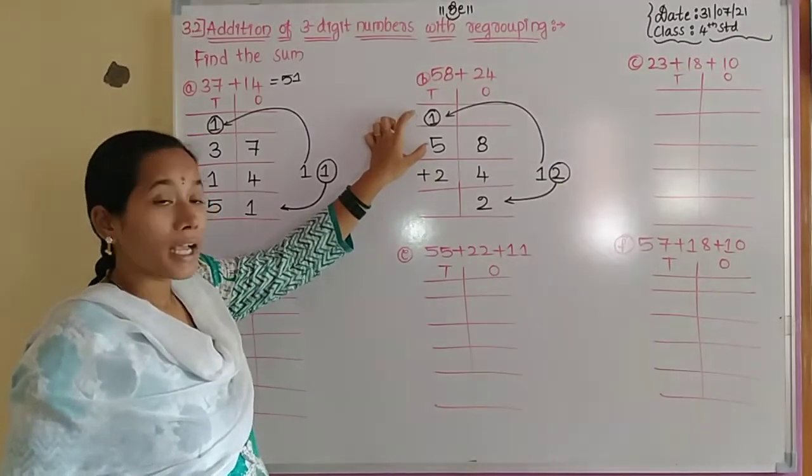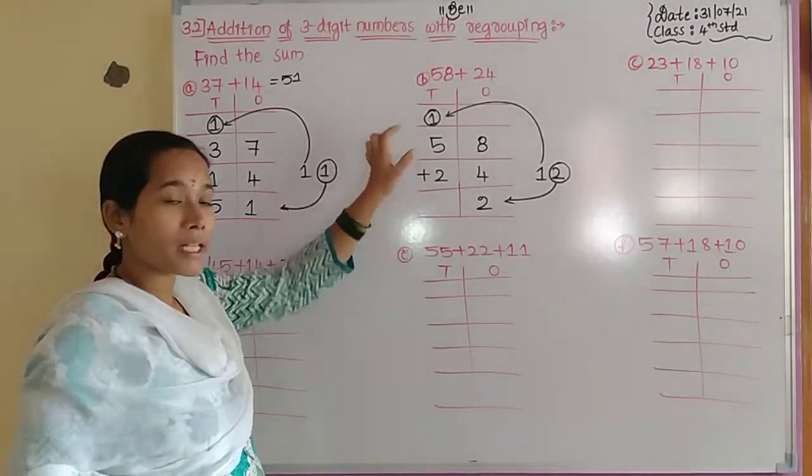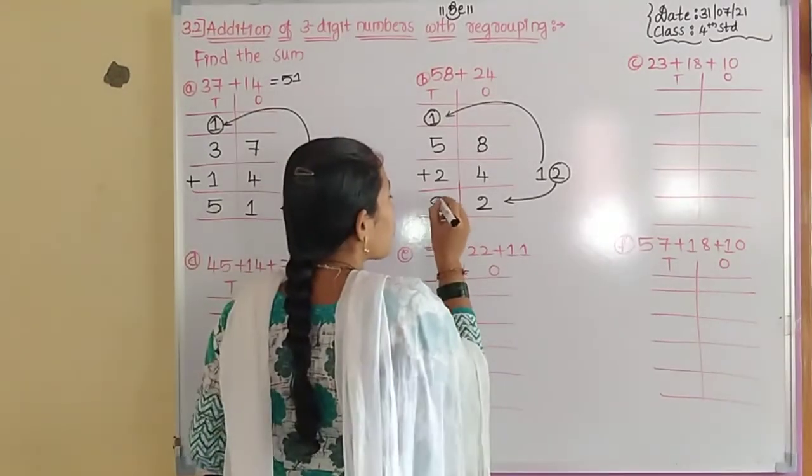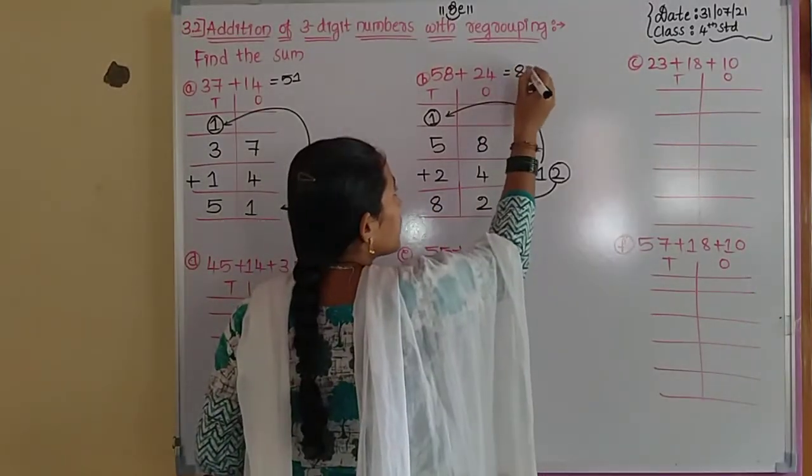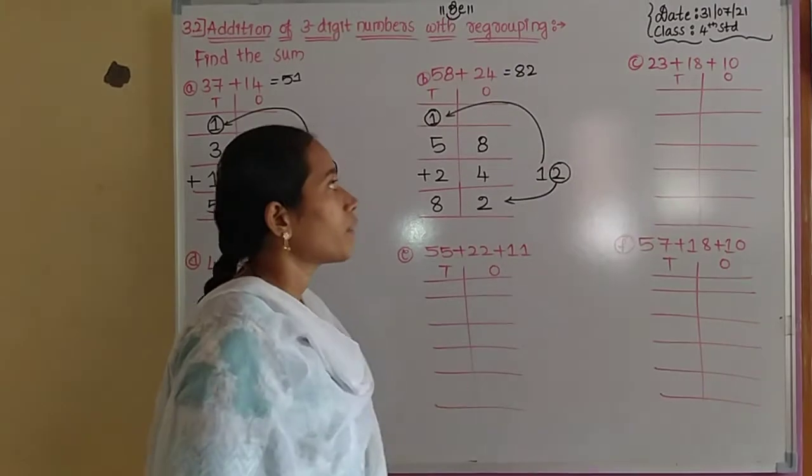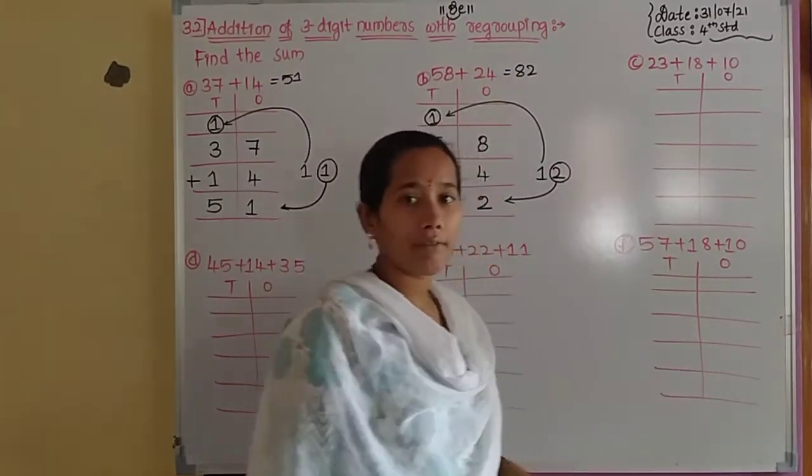7 plus one more carry is there. 7 plus 1 is equal to 8. The total answer is what? 82. And next one, here 3 addends are given.